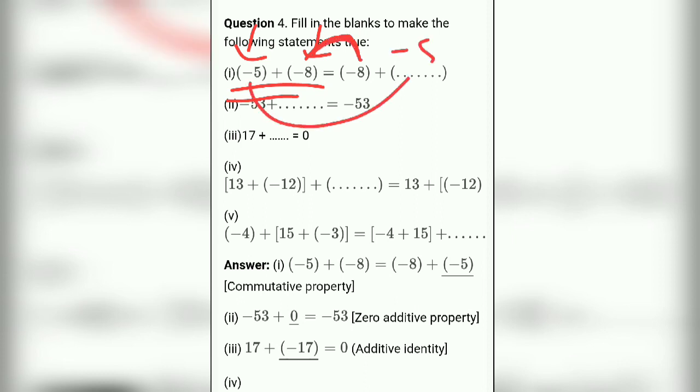Now is equal to, here we have minus 8. So if we want to get the same answer, then our numbers must be the same. Order can be changed, but our two numbers need to be the same. Here we have minus 5 and minus 8, these two numbers. So minus 8 we have in the first bracket. So what is remaining? Minus 5. So that minus 5 we need to put here.